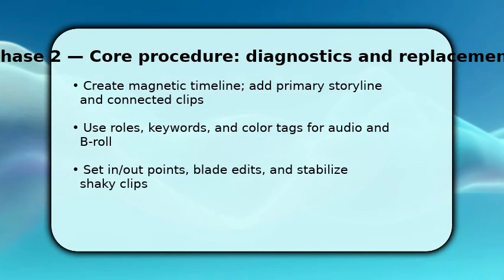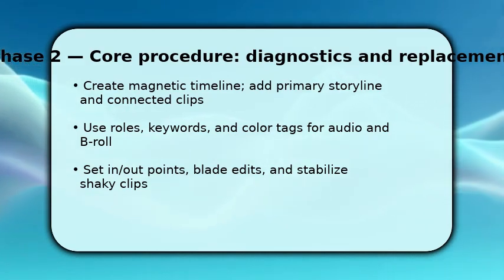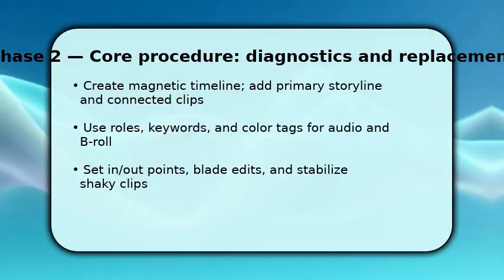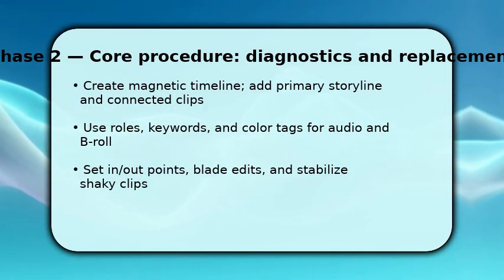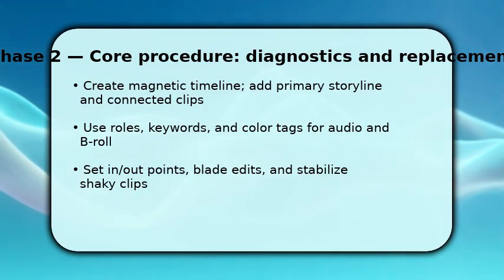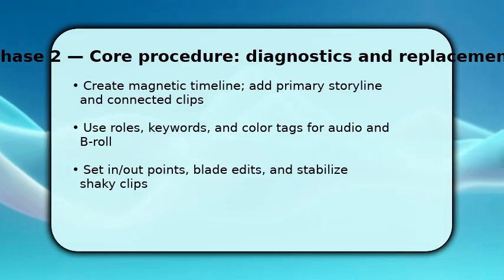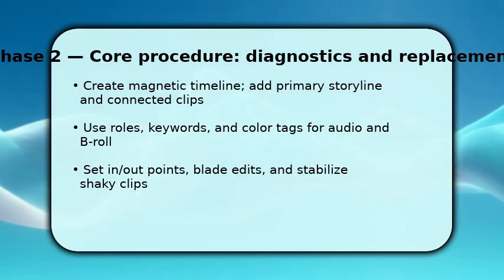You now build the timeline by dragging your main clip into the magnetic timeline to establish the primary storyline. Once done, layer connected clips and B-roll so edits stay flexible. Make sure to assign roles for dialogue, music, and effects, and apply keywords and color tags to group similar shots.